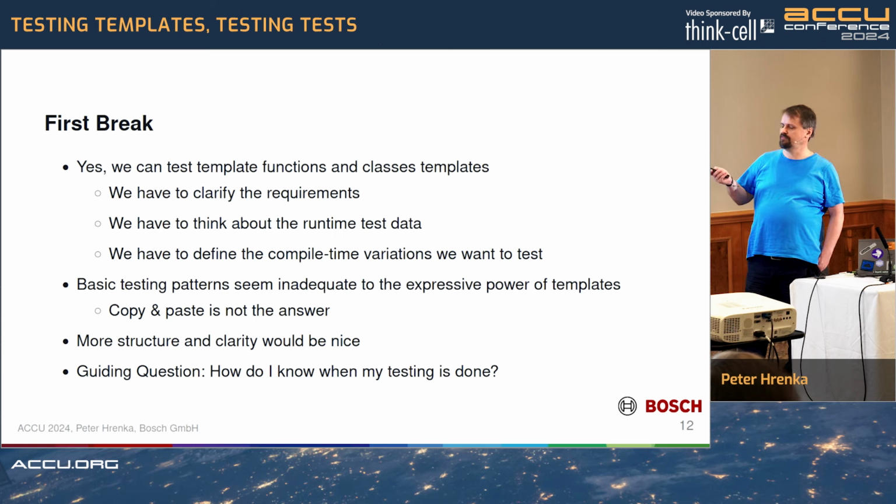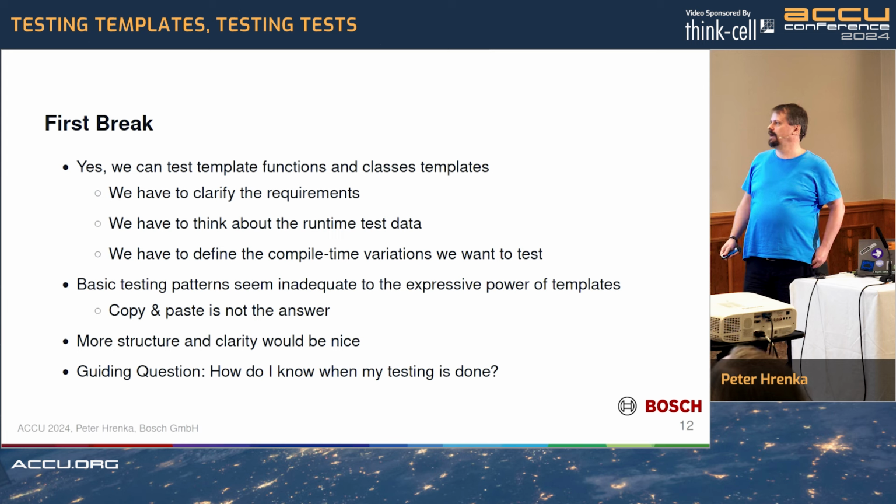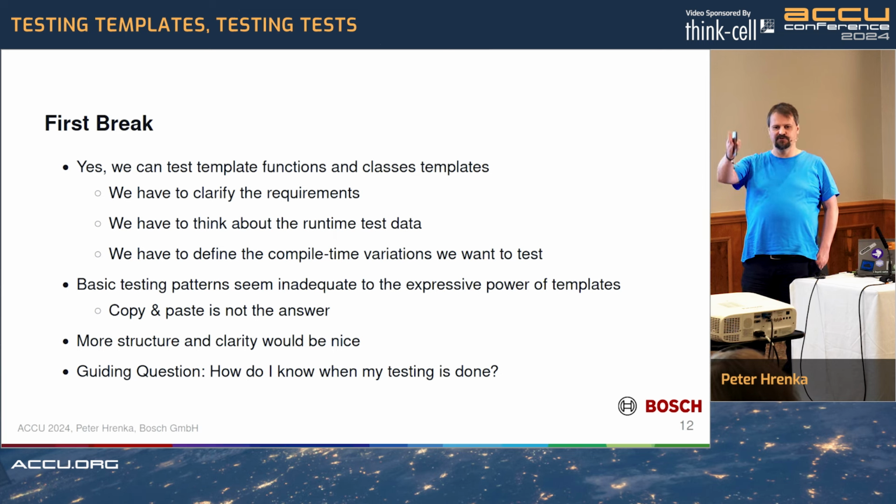So it would be cool to have a structure where I can see which is the data, which is the types that I'm testing against. But really what I want to know is, when is the testing done? When is my test really good enough that I can go home and say, okay, this code has been tested enough so that we can put this in cars that drive on the street.